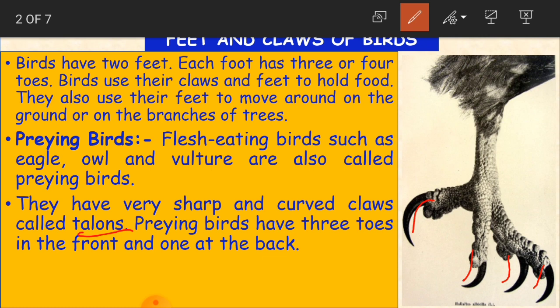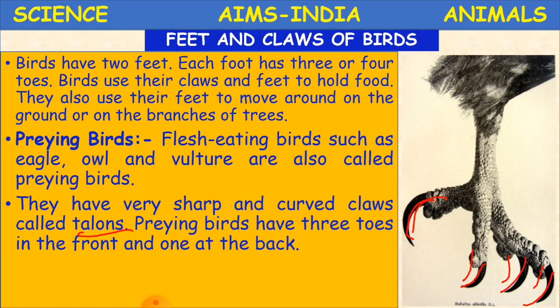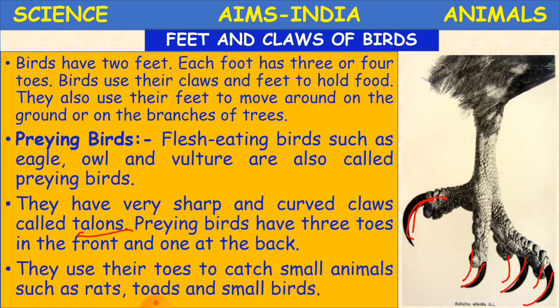Can you see here? This is the front toes, 1, 2 and 3. So 3 toes are in the front and this one is at the back side of the feet. Clear, children? Okay, so this is how they have their claws and feet. They use their toes to catch small animals such as rats, toads and small birds.